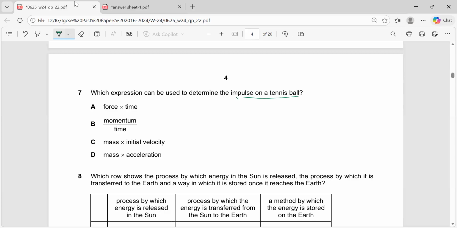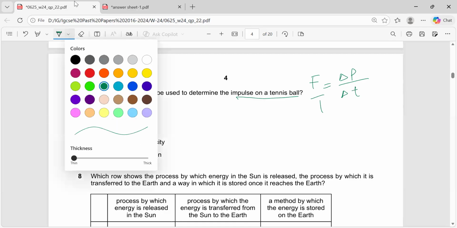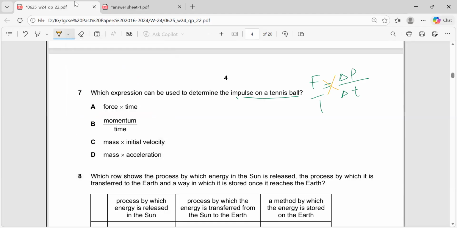By the way, impulse has two equations. I can get both equations from the force. By Newton's second law of motion, force is equal to rate of change of momentum. So delta P for momentum change over delta T for time. If I cross multiply them, F times delta T will be equal to delta P. Now these are both the equations for the impulse.